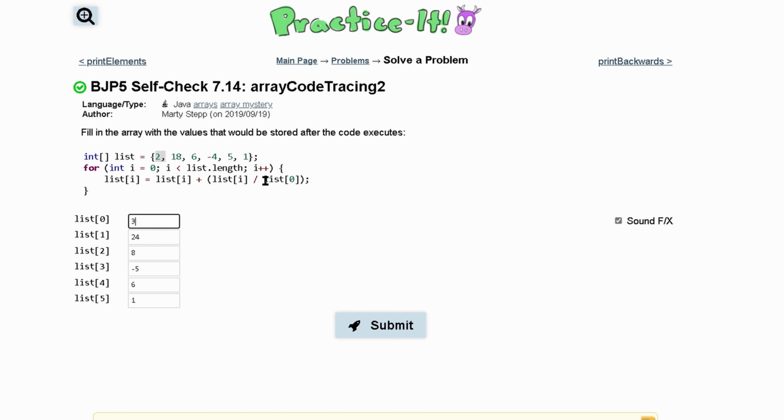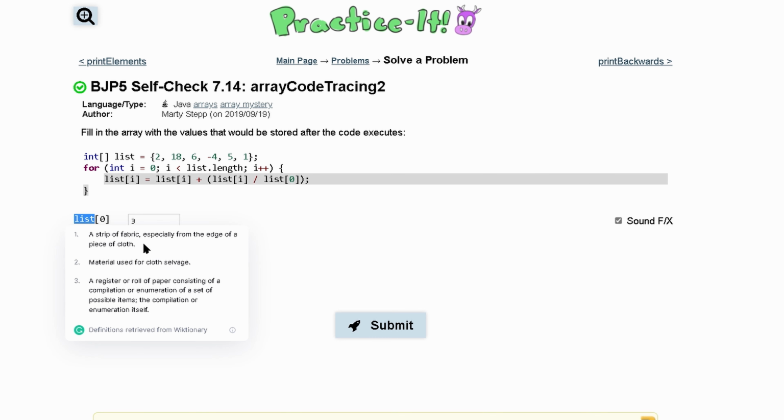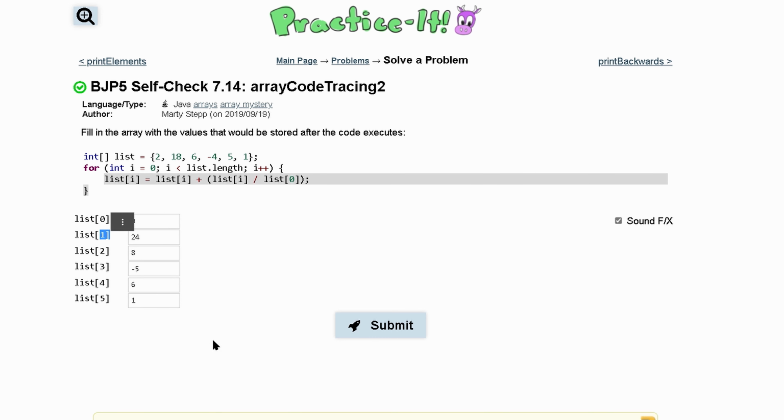So we have 2 divided by, at the 0 index is 2. So we have 2 divided by 2, and that's going to be 1, plus this 2 is going to give us 3. And that is for our index 0. Now let's look at index 1.